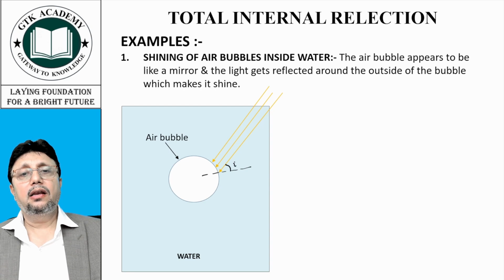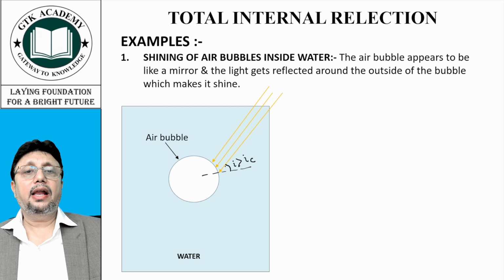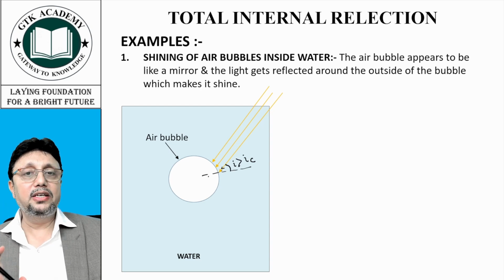If this angle i is greater than IC, now the light is going from a denser to rarer. Only then this phenomena will take place. Please note that it will never take place if the light is going from rarer to denser. Only from denser to rarer.